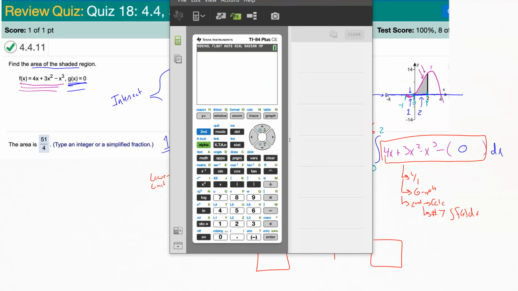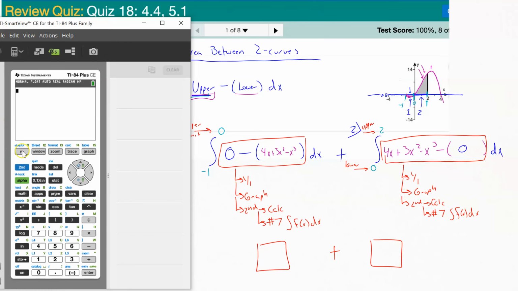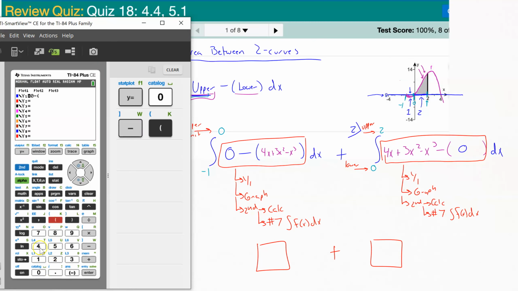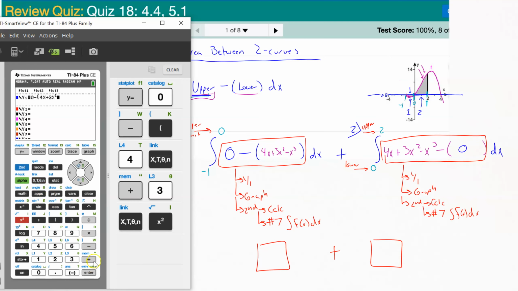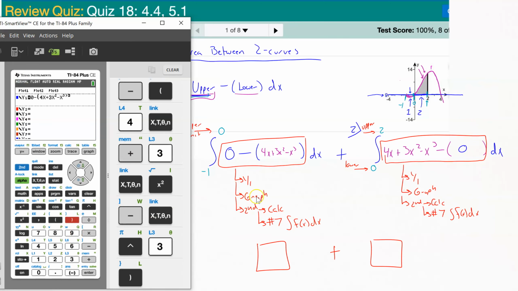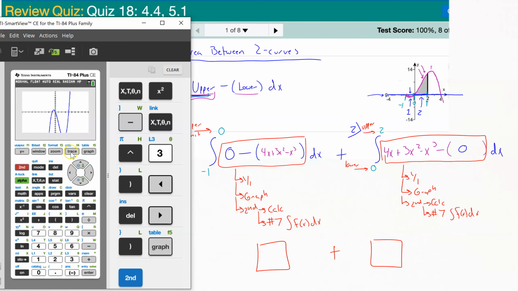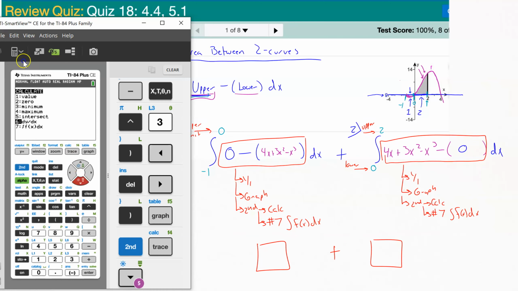So pulling up our calculator, moving it out of the way so we can see what we're doing. The first integral we're going to be doing, we go to the y equals and type in that 0 minus, always in parentheses, 4x plus 3x squared, and then minus x to the third. Close that, and now we'll graph that equation. Oops, I've got my parentheses in the wrong place. Close that, graph that equation, and then we're going to hit second, choose the calc menu up top, and go down to number 7, integral of f of x dx, and hit enter.